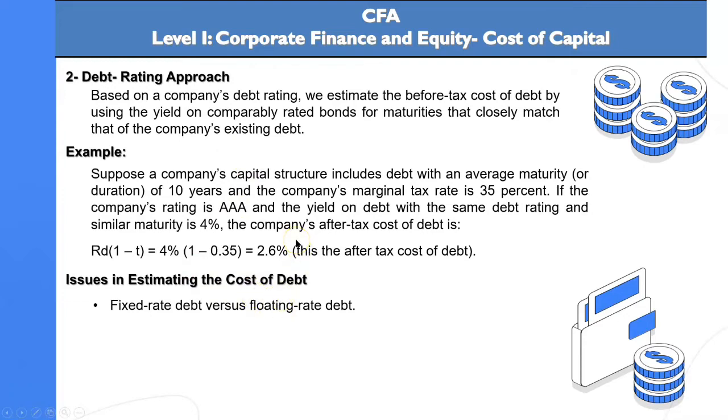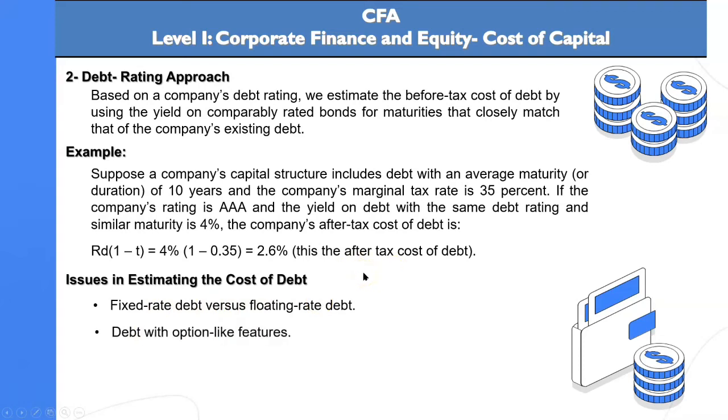Floating, it depends on the LIBOR. We explained what LIBOR is in previous videos. LIBOR plus a margin. LIBOR keeps changing. This is called floating rate. So which one do we use if it is a floating rate? Should we fix it? If it is fixed and we are going to issue a floating rate, which one to use? This is one issue.